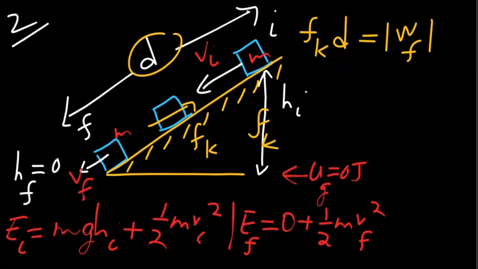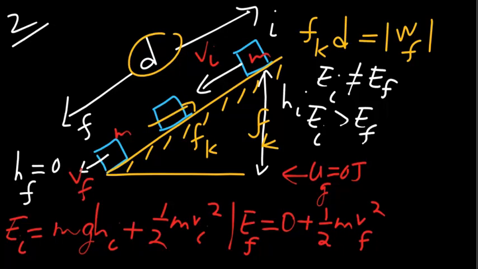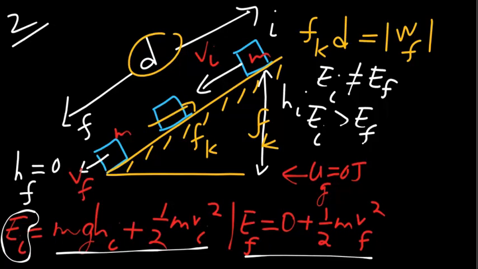In this example, obviously, since there is some kind of loss due to friction, EI can never be the same as EF. Indeed, EI is greater than EF. The object starts with an amount of mechanical energy, EI, that is greater than the mechanical energy at the bottom of the plane, EF.